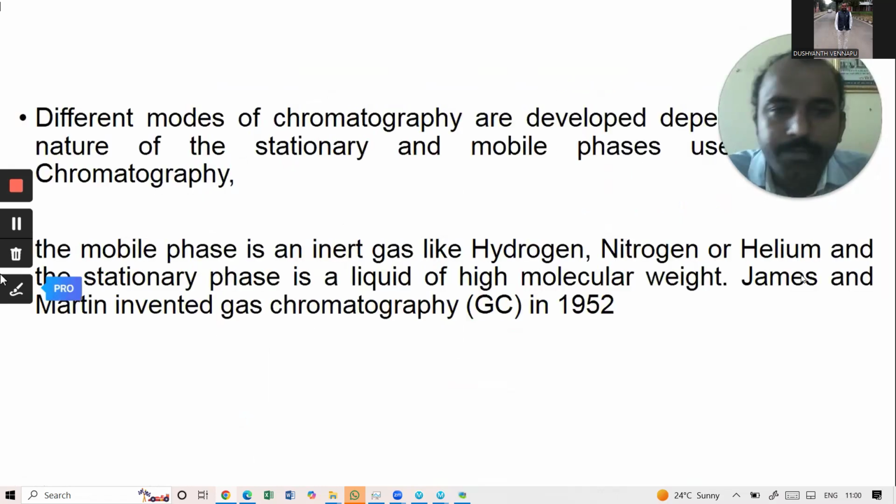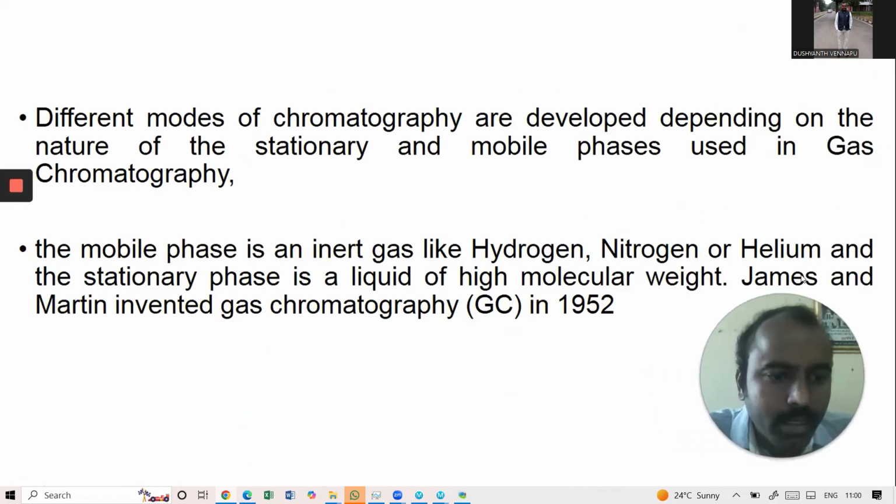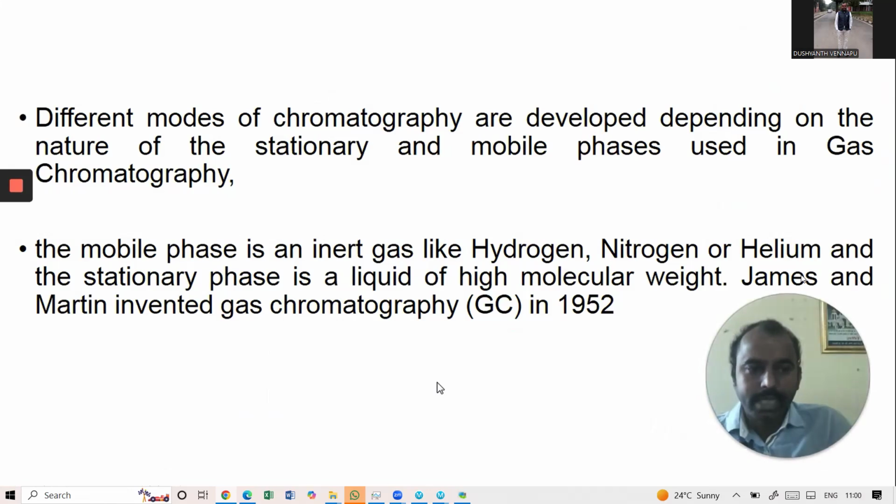Now we will come to GC. Based upon the same principle, we have a newer technique called gas chromatography. Irrespective of your mobile phase, which was liquid in HPLC, here it is gas. That is, your mobile phase is gas and your stationary phase is either liquid or solid. This is the fundamental information of gas chromatography.